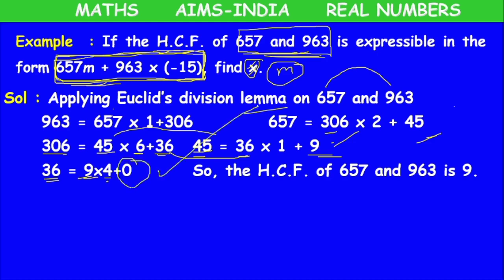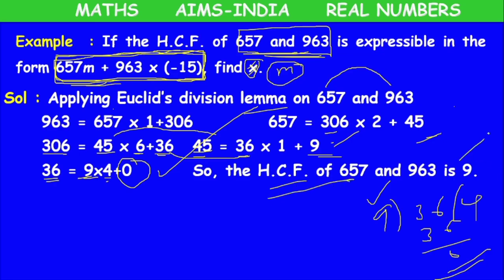So the Euclid division lemma process we have to continue until we will get the remainder 0. When the divisor is 9, we have taken 4 times, we have got 0. When the divisor is 9, at that time we are getting 0. The HCF will be 9 for the given numbers. So if they asked us to find HCF, 9 is the answer, the process completed.